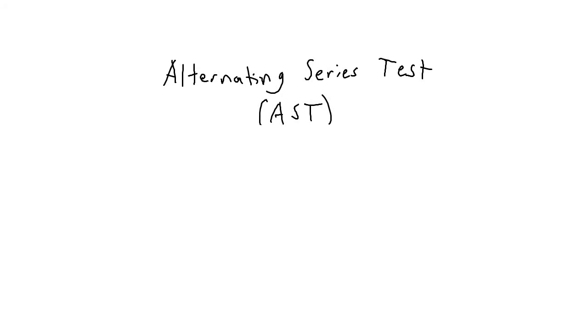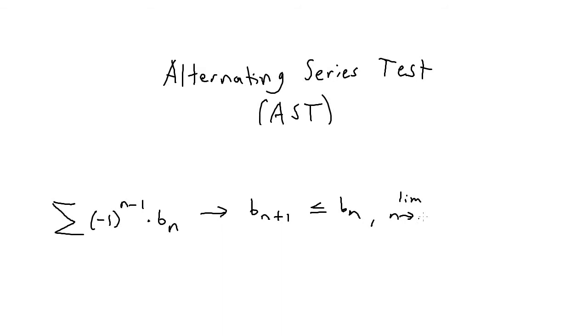So let's take a look at the alternating series test, or the AST. So the formula for the AST, let's say you have the sum of an alternator, like (-1)^(n-1), times b sub n. If b sub n plus 1 is less than or equal to b sub n, and the limit as n approaches infinity of b sub n is equal to 0, then the series will converge.